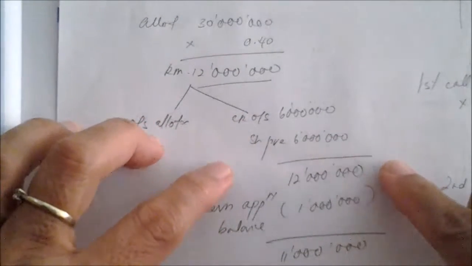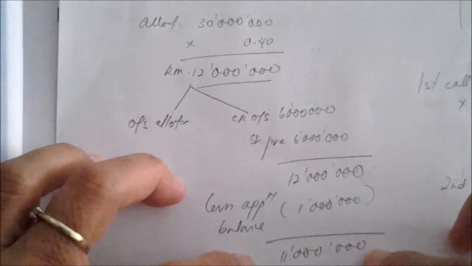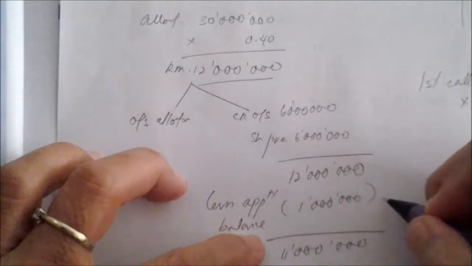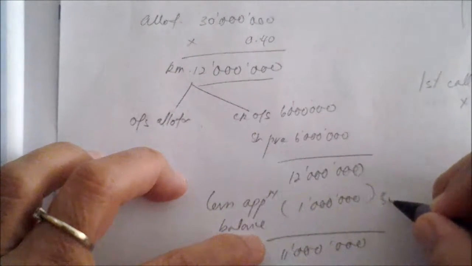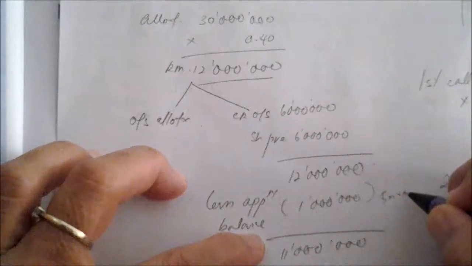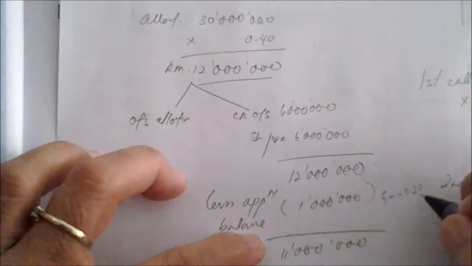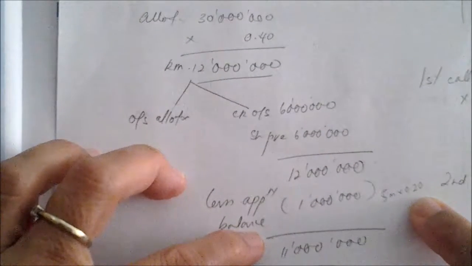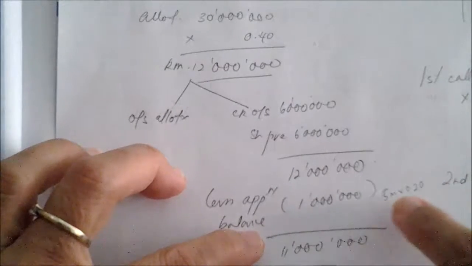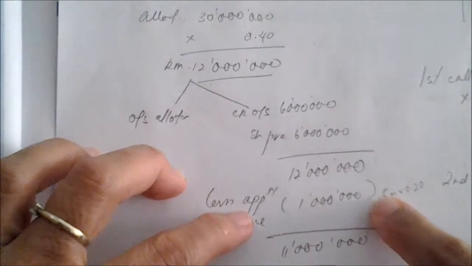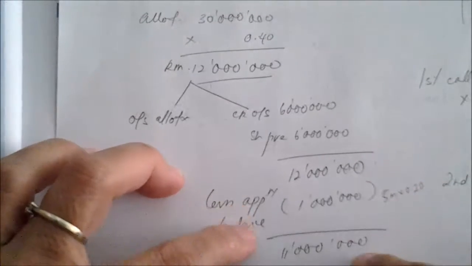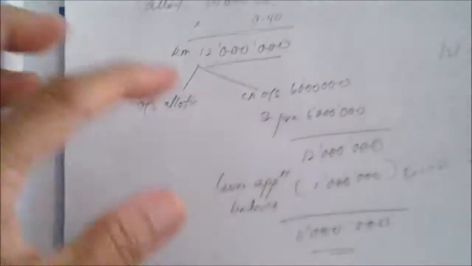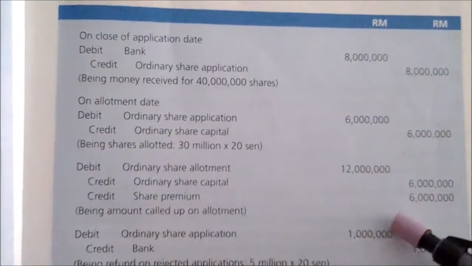So instead of them paying the 12 million, they only need to pay 11 million. Okay, how do you get this 1 million? This 1 million is from the 5 million unsuccessful applicants who have already paid the 20 cents during application. So instead of refunding the money back to them, we use this money to help them, so that they will only pay the balance of 11 million. Okay, so you understand until there?